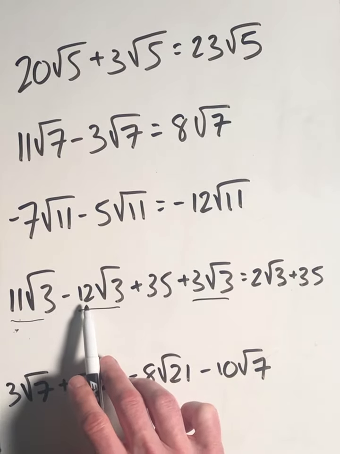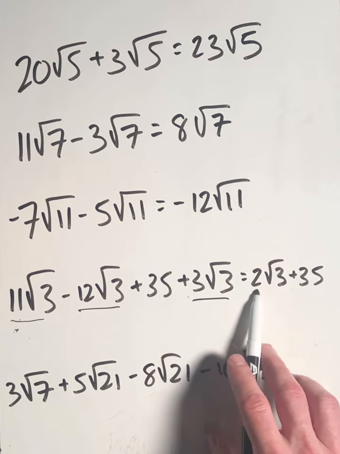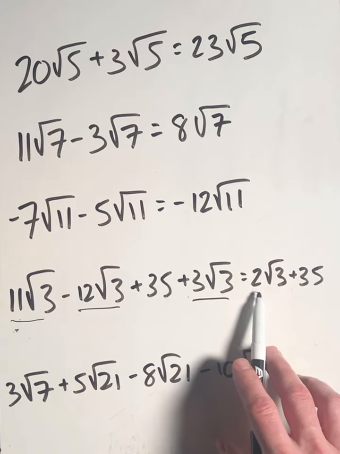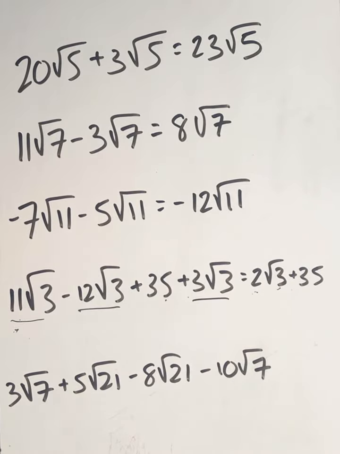So 11 minus 12 would be negative 1. Negative 1 plus 3 would be positive 2. And those two things are all radical 3s. And then we have to add the 35 that is not a like radical to the rest.